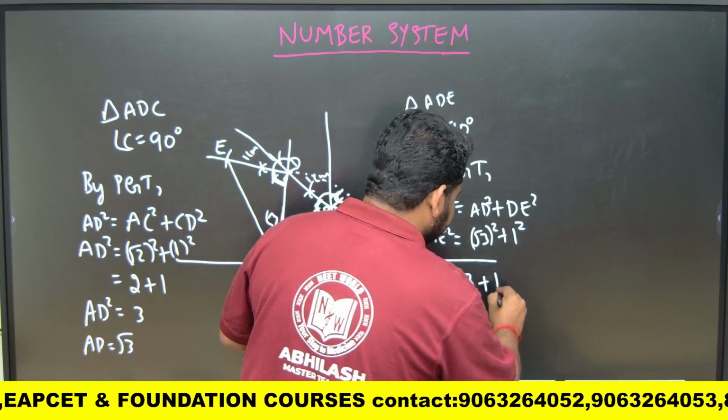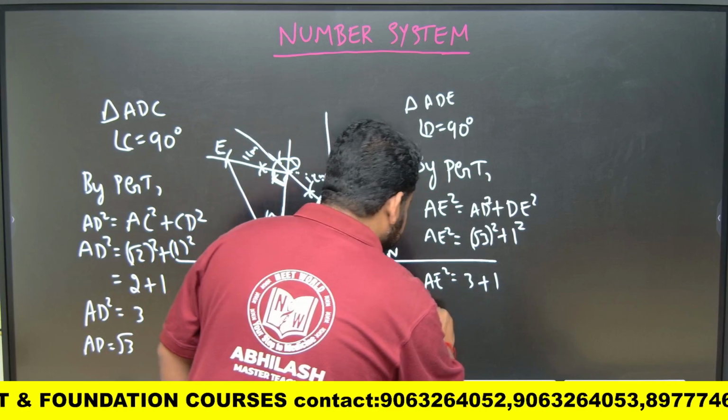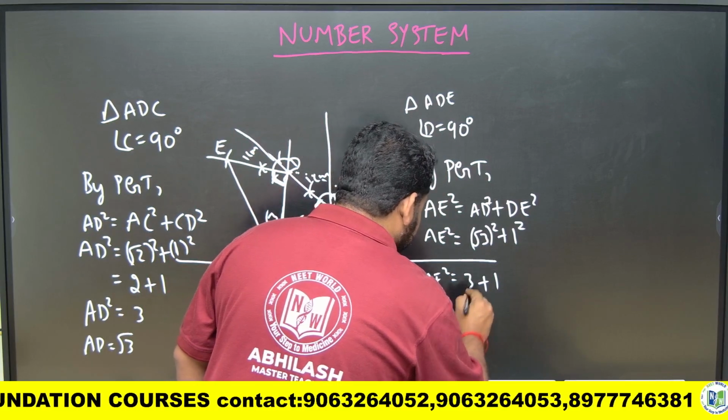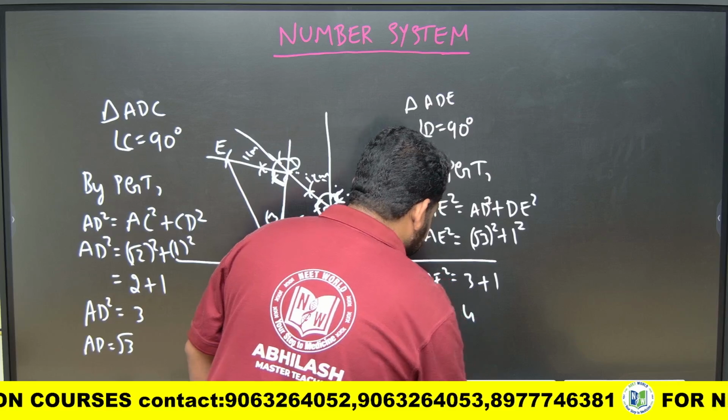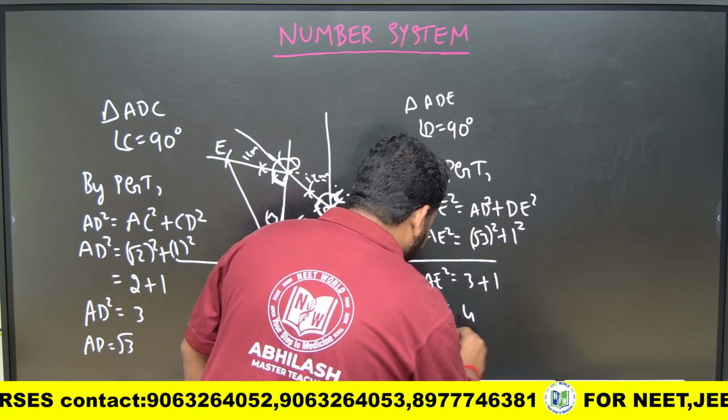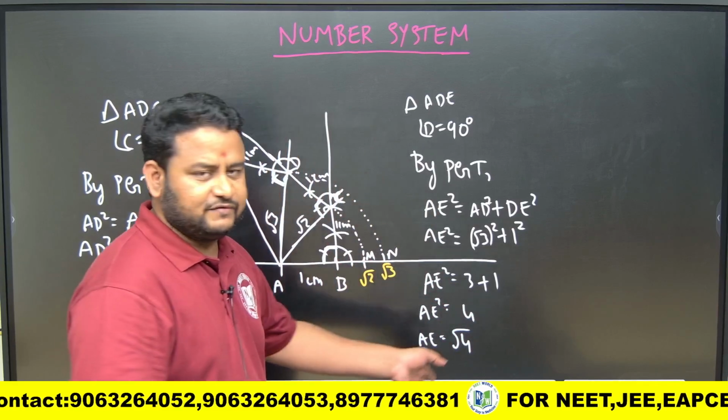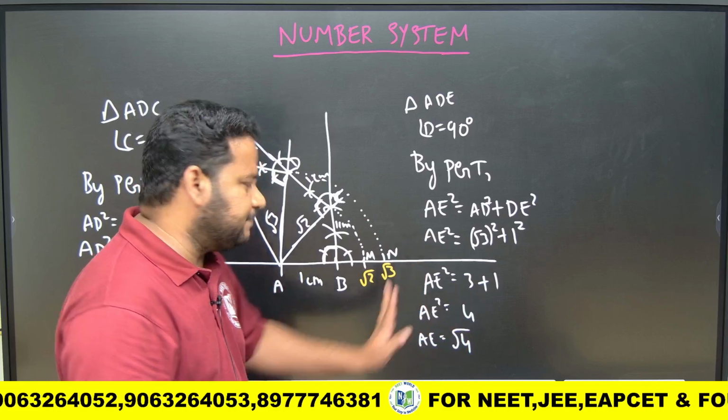1 square is nothing but 1 itself. So A square is what? A square is equal to 3 plus 1, 4. Okay, so A is equal to what? A is equal to root 4. Root 4 is nothing but 2, but don't write it as 2. Keep it as root 4.